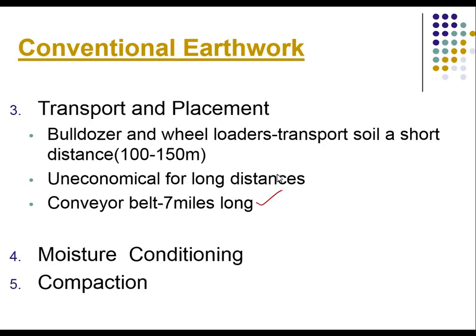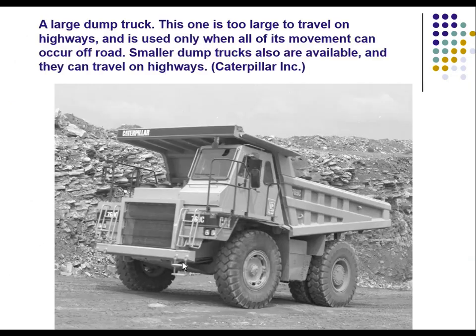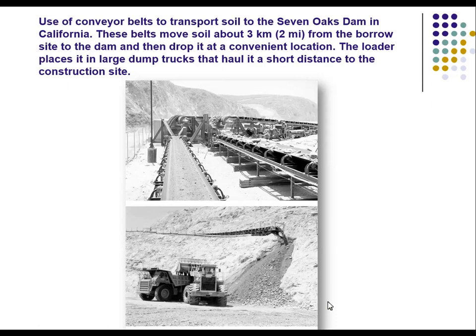And after the transport and placement, our next step is moisture conditioning, which means addition of moisture. And then finally is the soil compaction, which is really our desired goal. So here is a large dump truck, and this can only travel on good roads and highways. If your roads are just not strong, then this will have a problem. And there are smaller dump trucks of different sizes which are available, and one can find a lot of this information at the Caterpillar website.